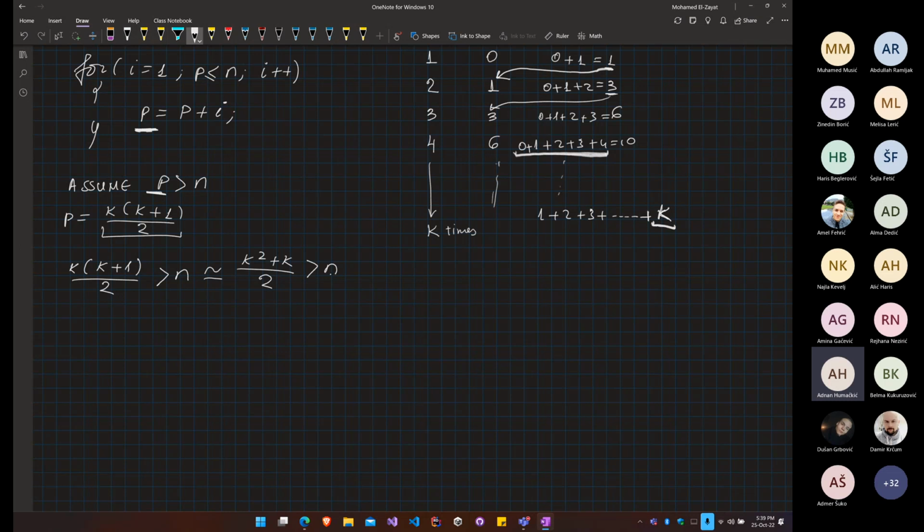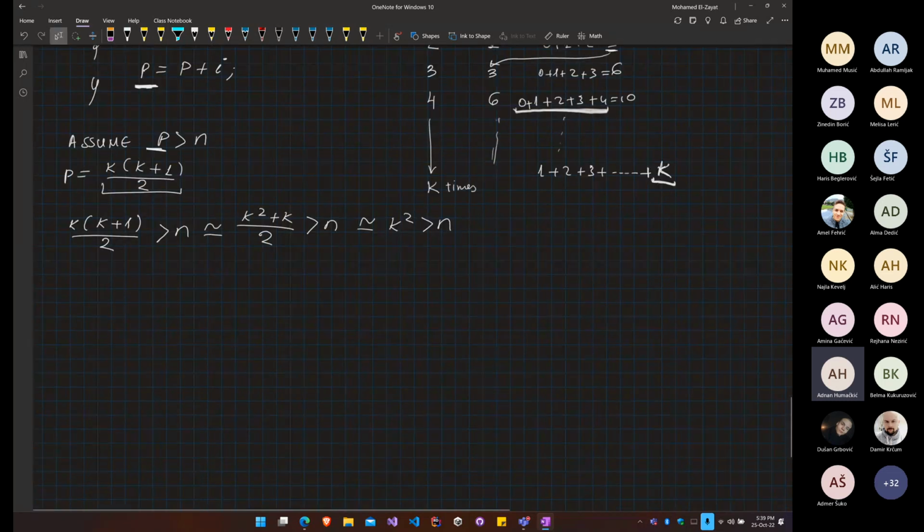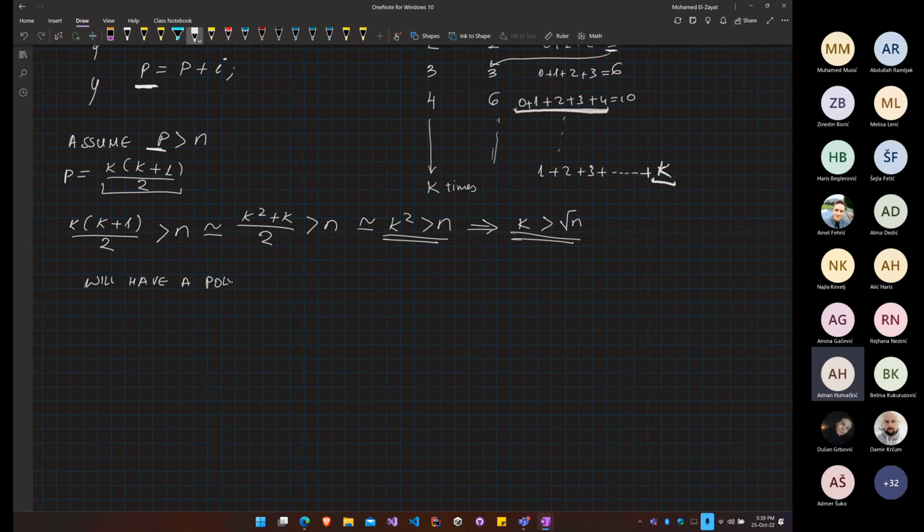And since we are interested in the polynomial order of a function, we can approximate this even further. We can say that k squared is larger than n, right? Because we are interested in the polynomial order, we are not interested in the rest. So we can approximate this again, and from the high school rules, we know that k is going to be larger than square root of n. So we can say that this code will have a polynomial order of square root of n, meaning it's written like so.